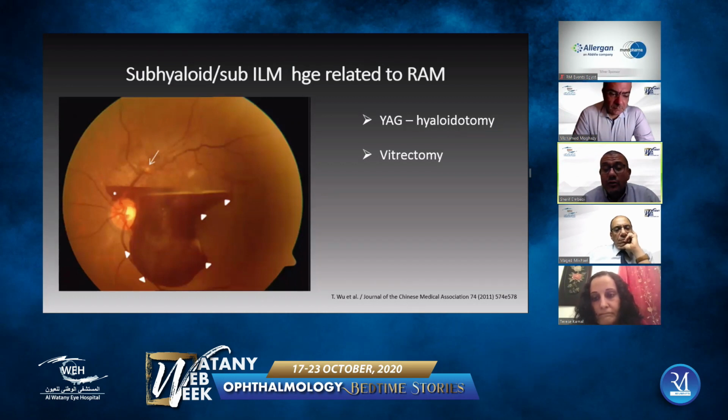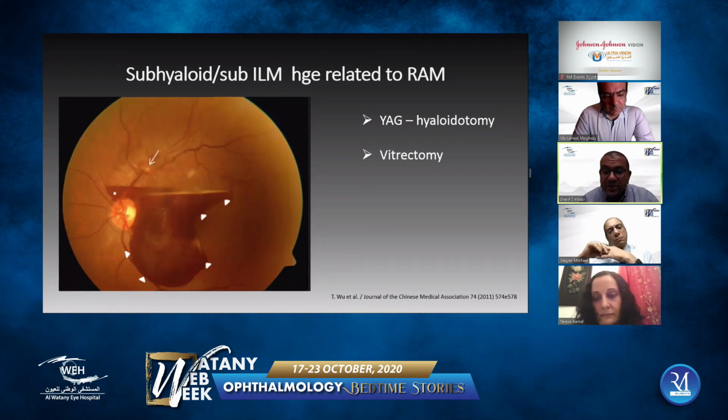You can also do it with the argon laser, and with the argon laser what you can do is that you can do again in the inferior thickened posterior hyaloid or the ILM. You can do several spots of medium power argon laser, 200 microns, so that you kind of stretch the ILM.